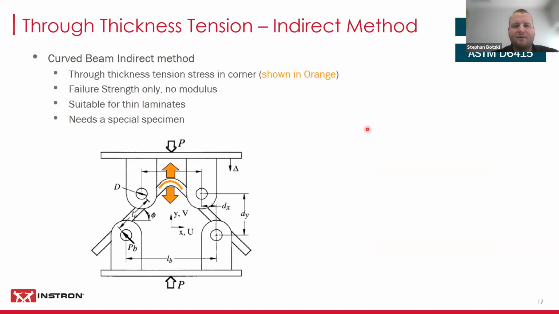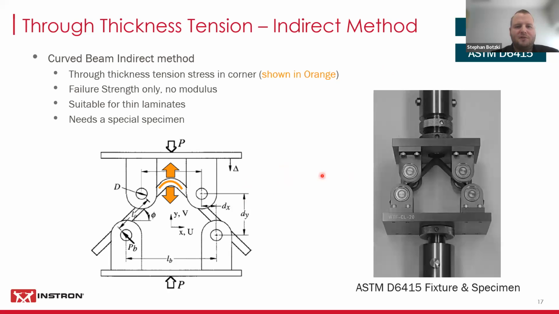There's also an indirect method of doing this. Examples for this would be the Airbus standard 1-0069 or the ASTM 6415. This is a curved beam indirect method. This is how it would look if you're looking at a picture of the actual fixture and the specimen in between. So you have your flat specimen, but it has this curved shape. So it's already a special specimen, right?